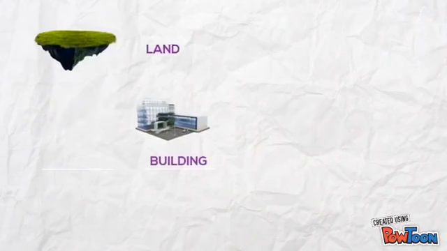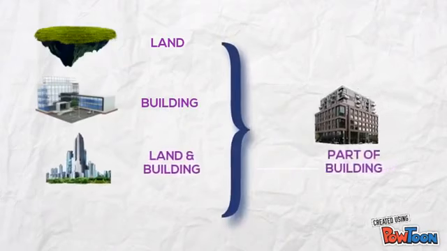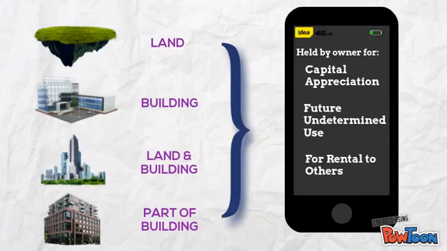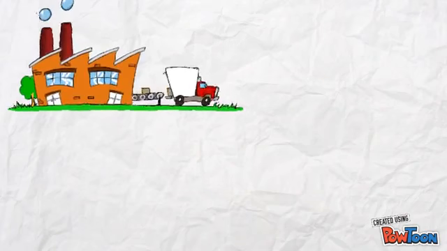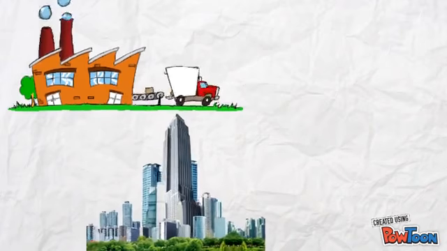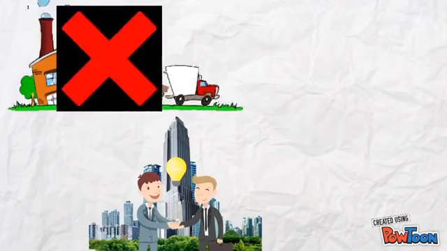According to FAR320, investment property is land, a building, both land and building, or part of a building held by the owner for capital appreciation, future undetermined use, and rental to others. Investment property is not used in the production and rendering of goods and services, or for administrative purposes. It is also not for sale in the ordinary course of business.